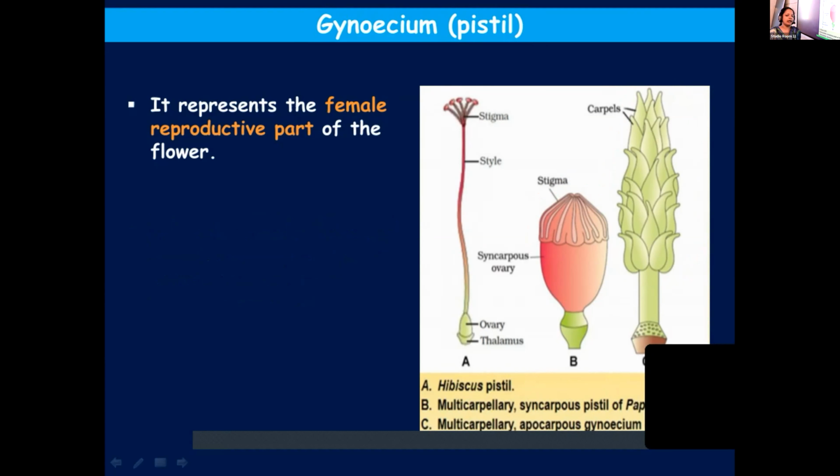Sometimes the flower will have a single carpel or pistil, then you call it monocarpellary. Example, hibiscus. At the same time, there can be many carpels also. When many carpels are there, you call such a gynoecium multicarpellary. And multicarpellary can be of two types, syncarpous or apocarpous. In syncarpous, these different carpels are fused together.